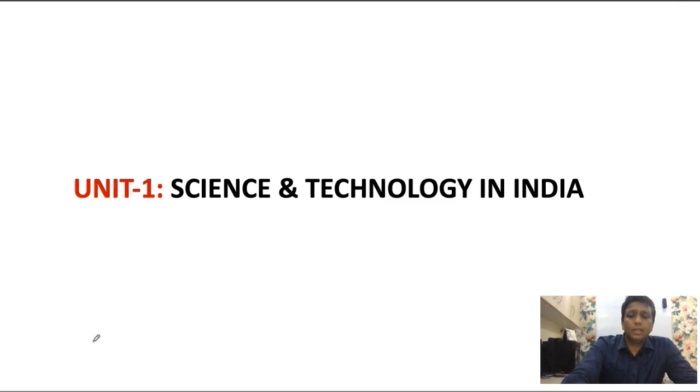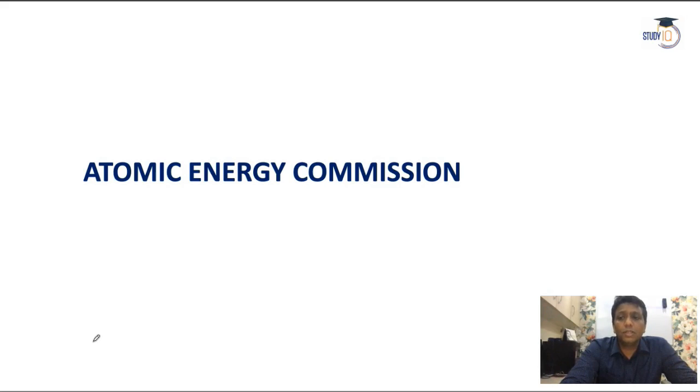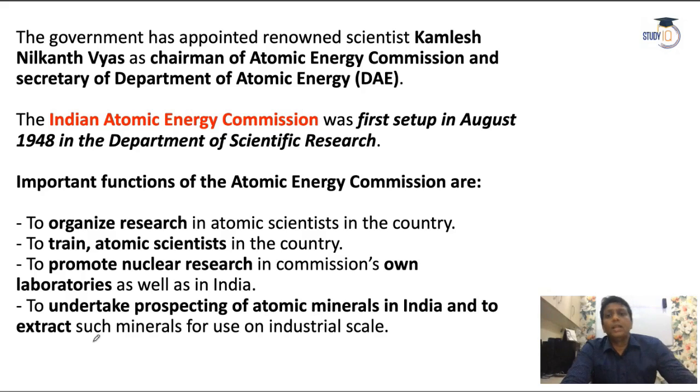See, the first unit, first chapter, is science and technology in India. There are no current affair issues from that chapter. The second chapter is energy here, guys. In this energy chapter there are a lot of current affair issues, and the first current affair issue in this month is related to the Atomic Energy Commission.